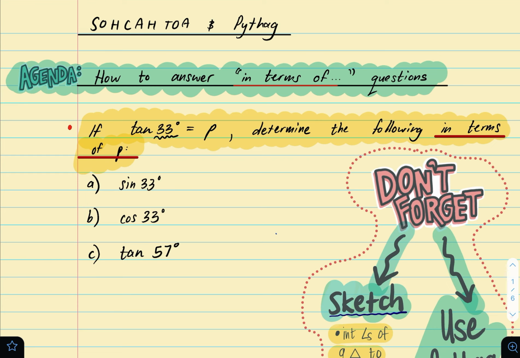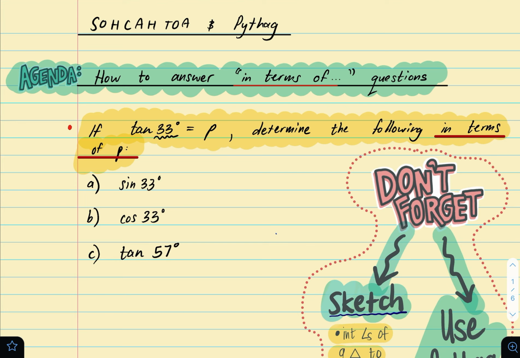So we're just going to take the opportunity to go over a specific kind of question. This is one that I like to call an "in terms of" question. Those are three little words that you can easily identify when you're writing a test or exam, and you can apply this strategy in solving it. SOHCAHTOA and Pythagoras are combined, and you know both, so there's no reason to feel afraid when you see "in terms of." Right, if tan 33 is equal to p, determine the following in terms of p.